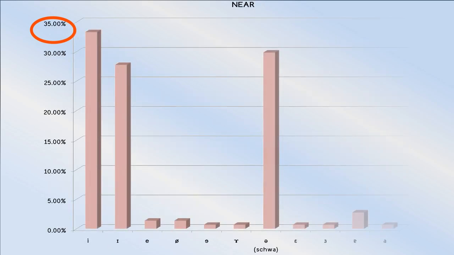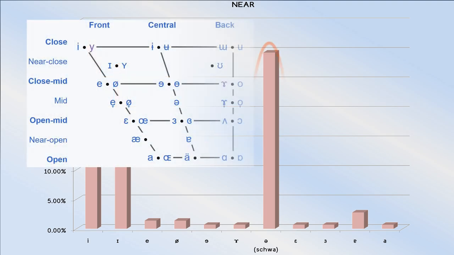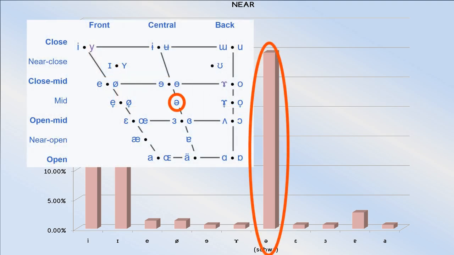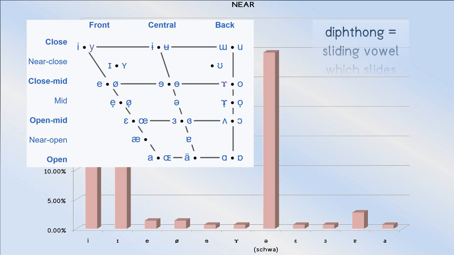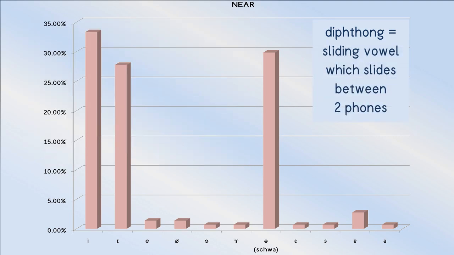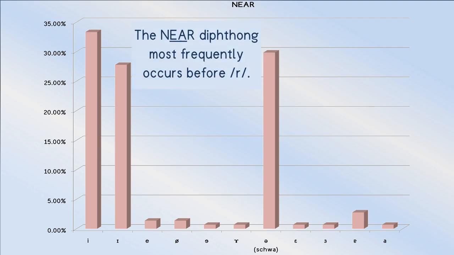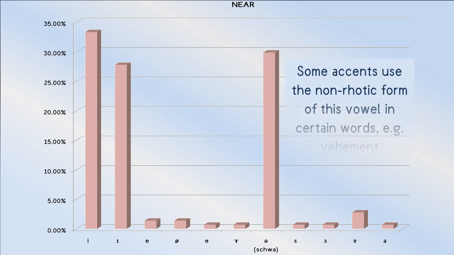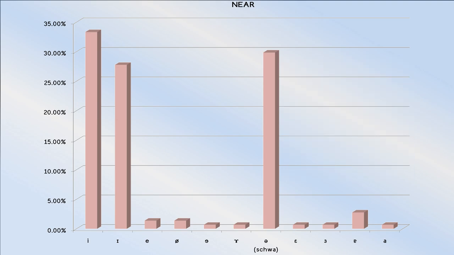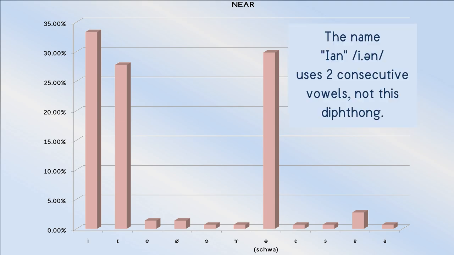Before adding the American accents to the dataset, the schwa was clearly in the lead for the near vowel. This reflects how the majority of the world's English accents consider this vowel a diphthong. Apart from its use before ur, some accents may also use it in words like vehemence and vehicle. This makes the near diphthong quite distinct from the consecutive vowels in the name Ian.